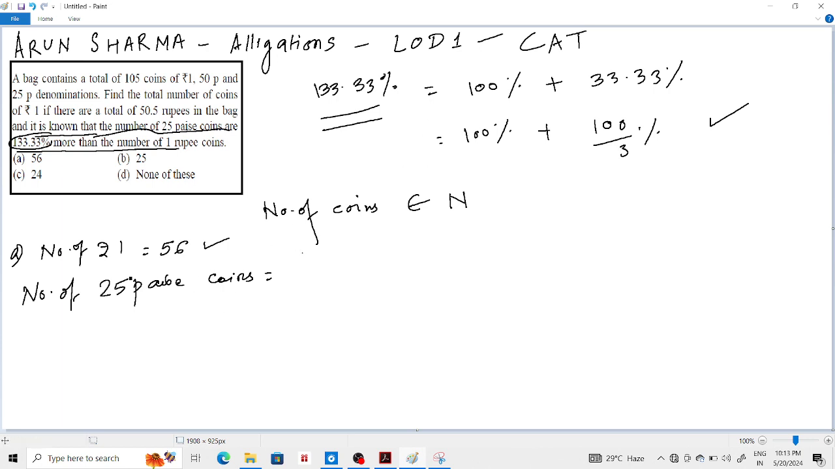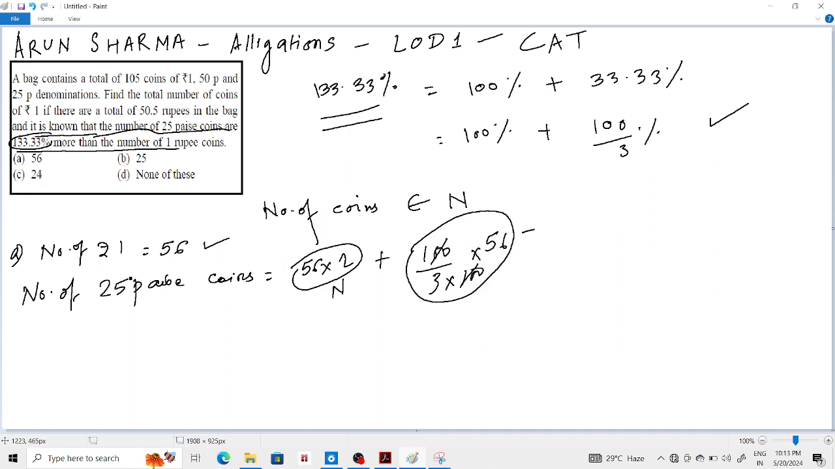So 100% more means what? It is the double of 56, plus 100 by 3 percentage of 56. Now this is of course a natural number, no doubt, but if I try to divide this, it is not a natural number. So as a whole, this particular expression will not give me a natural number. It will give me something around, say, 112 plus 18 point something. So it is going to give me something around 120 point something.